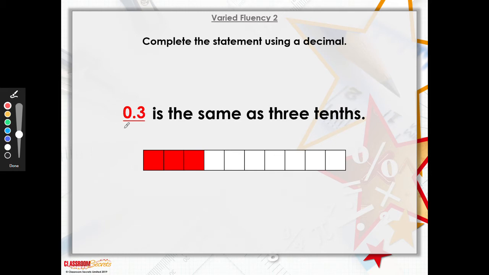And remember, I have no whole ones, because if this was a chocolate bar, and I had a whole chocolate bar, but this has been chopped up into 10, I no longer have a whole chocolate bar, it's been chopped up. So 0.3 is the same as 3 tenths. Well done. Let's move on.